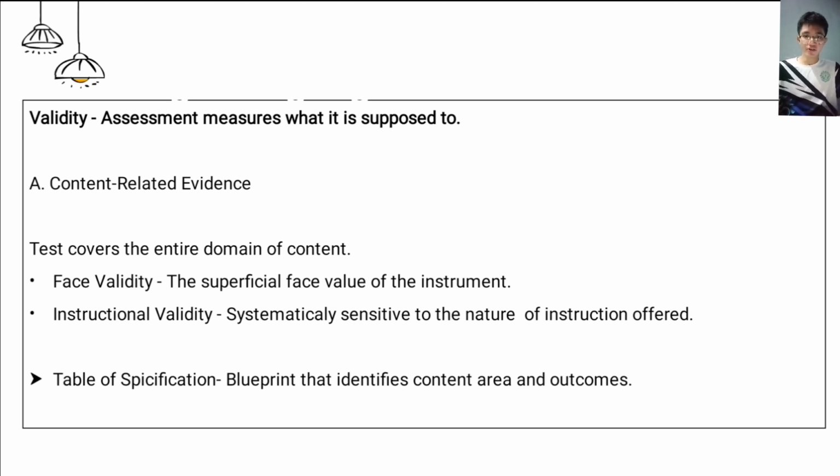There are two other sources of information that can be used to establish validity. They are the criterion-related evidence and construct-related evidence. Each of these shall be presented here.